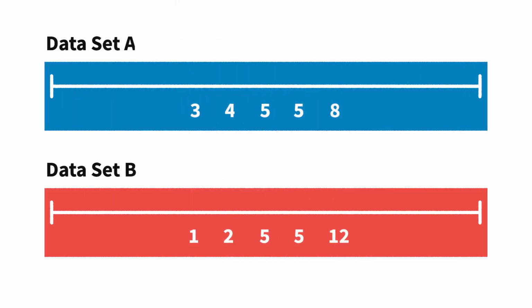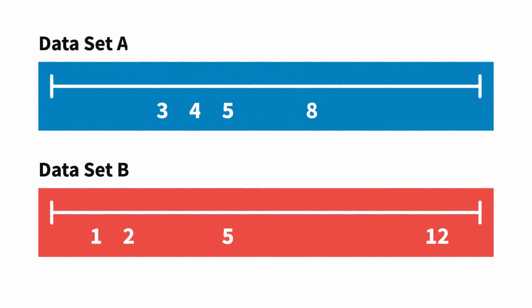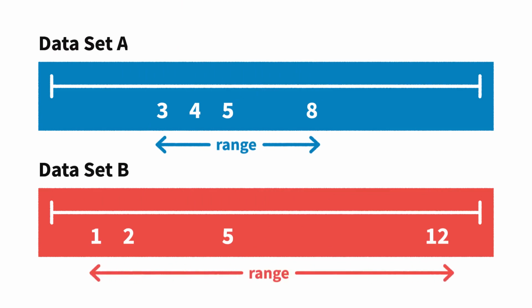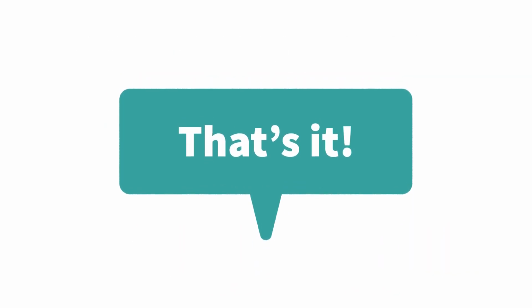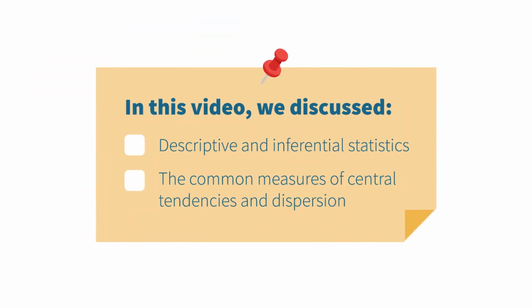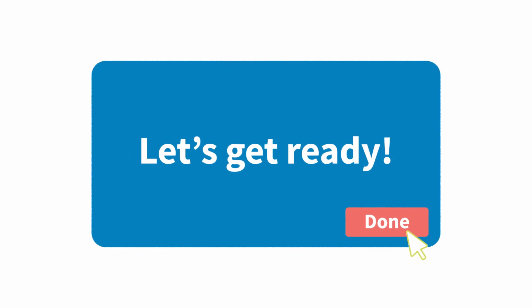Now let's use a simple number line and plot our measures of dispersion. We can easily see that the data points in dataset A are clumped together near the mean, while in set B, they are far from the mean. And that's all for this video. In this video, we discussed descriptive and inferential statistics and the common measures of central tendencies and dispersion. Now that you have a good grasp of the basics of statistics, let's get ready to learn more about statistics with Python.